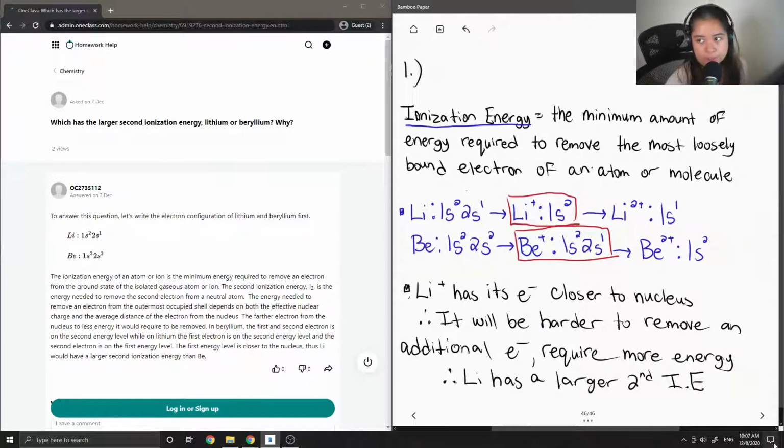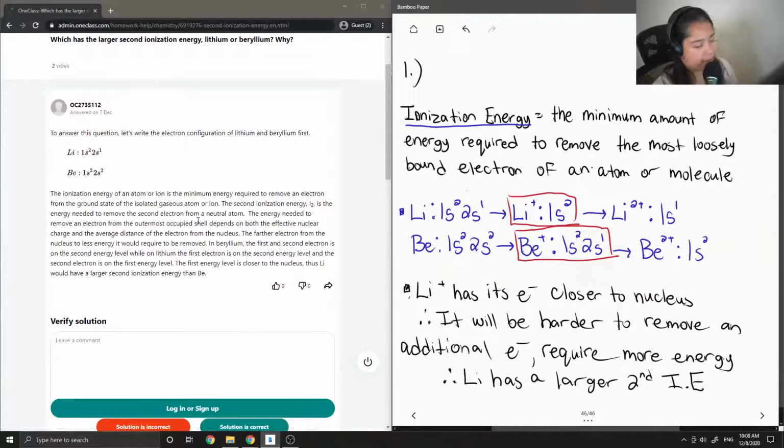Okay, so let's look at beryllium plus. If we were to remove one electron, its electron configuration is still 1s2, 2s1. So it's still pretty easy to remove another electron. So that means it requires less energy. So the beryllium will have a lower second ionization energy compared to the lithium.